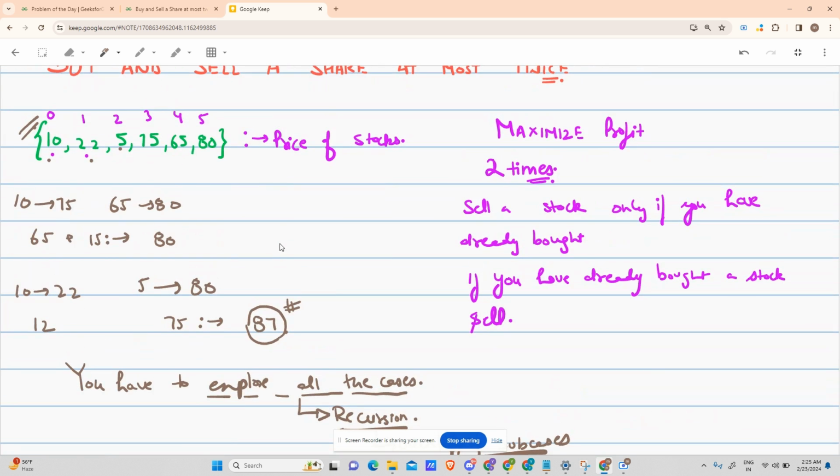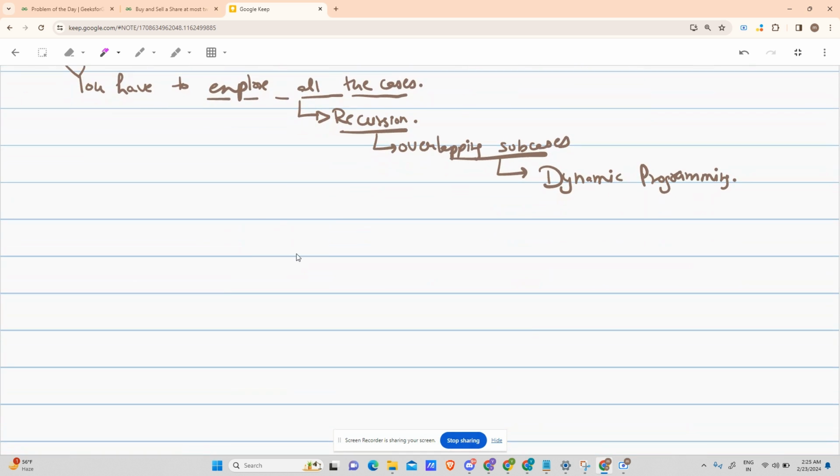So we have 10, 22, 5, 75, 65, 80, correct? It is given to us that to sell a stock, we have to buy it first. So the first operation will be buying. We will start from the zeroth index. Now we have to buy, and our maximum limit is 2 because we have not bought any stock and no transaction is completed. So we can complete two transactions right now.